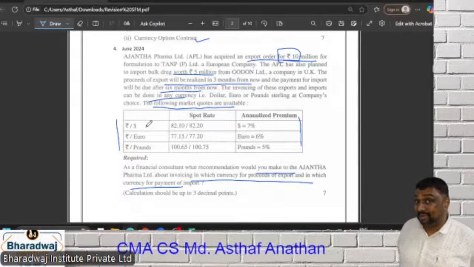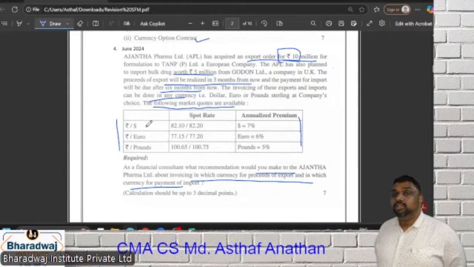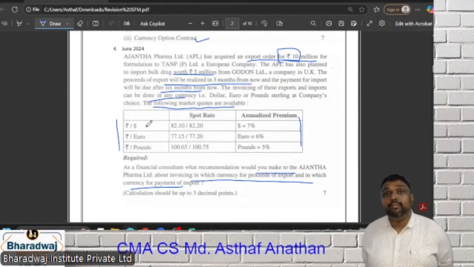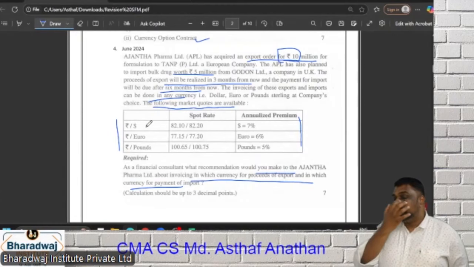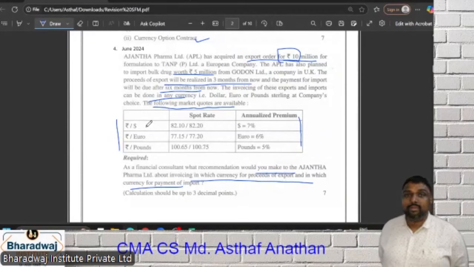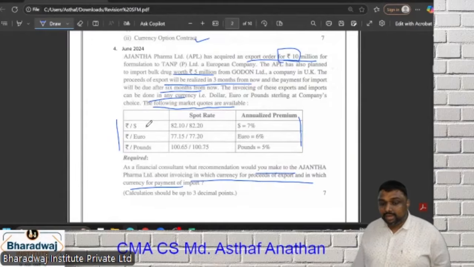It is not a payment. It is a receipt only. So the receipt, the dollar, you will give to the bank. So the bank will give you the payment. The rate at which the bank buys is called what? Bid rate. But it is an indirect quote.